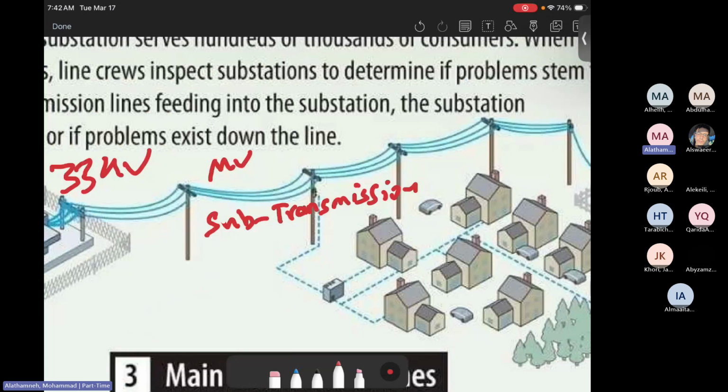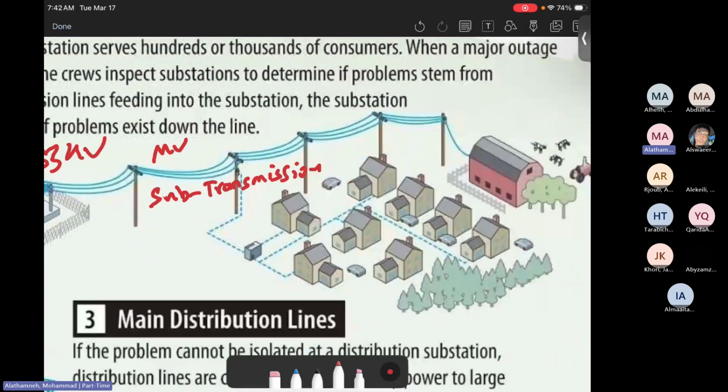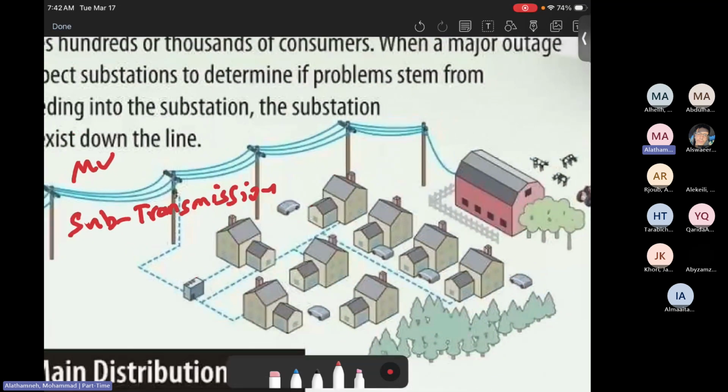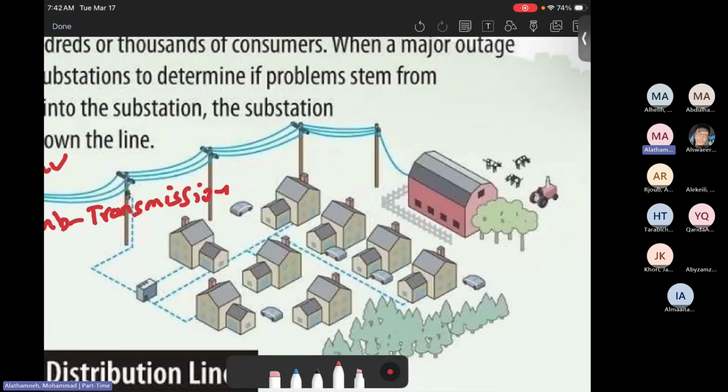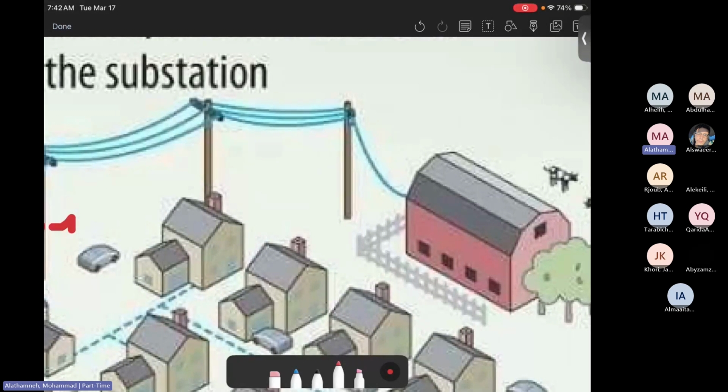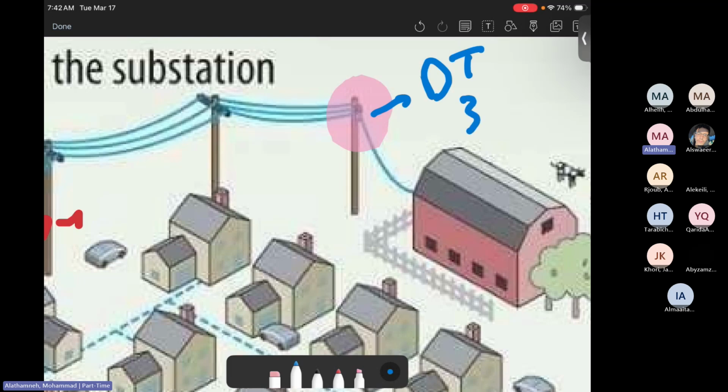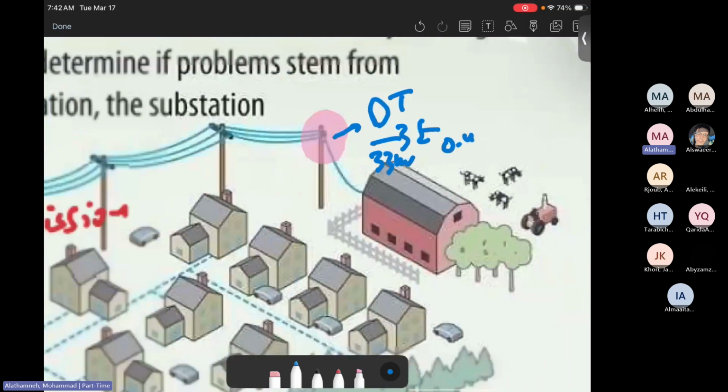Or many people say عمدان الضغط العالي, but they are not الضغط العالي, they are الضغط المتوسط, عمدان الضغط المتوسط. So those are within the sub-transmission scenario. Then after that, the sub-transmission will connect power to the customers. In order to connect the power to the customers, you will see here on the pole the distribution transformer, which is DT. We mentioned this before in previous lectures. That distribution transformer converts 33 kilovolts to 0.4 kilovolts, which is the voltage that goes to your home.